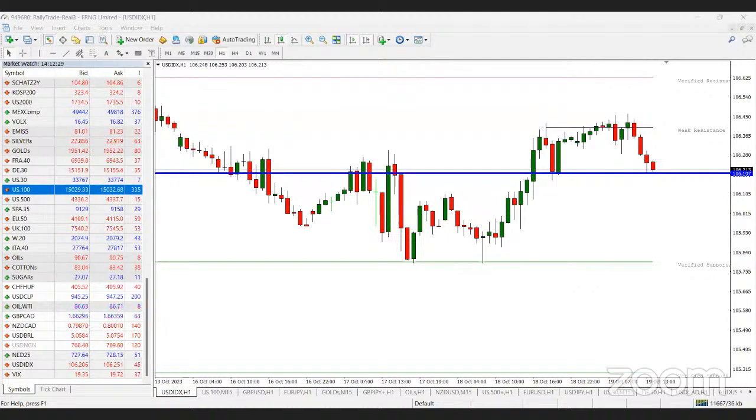Okay, so yesterday we tried to draw the Fibonacci. We drew it on our system. We also drew it on our phone to show you how to apply the Fibonacci on your chart.